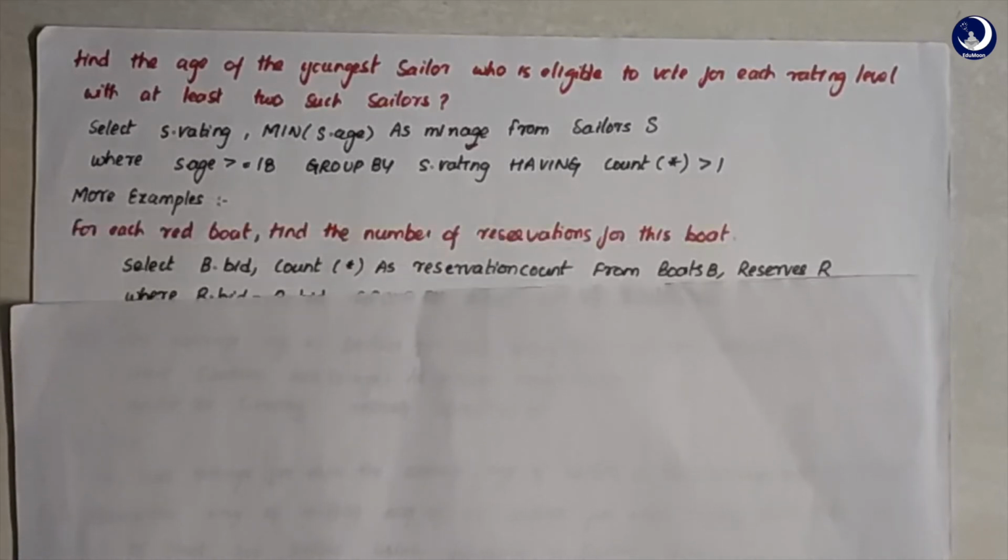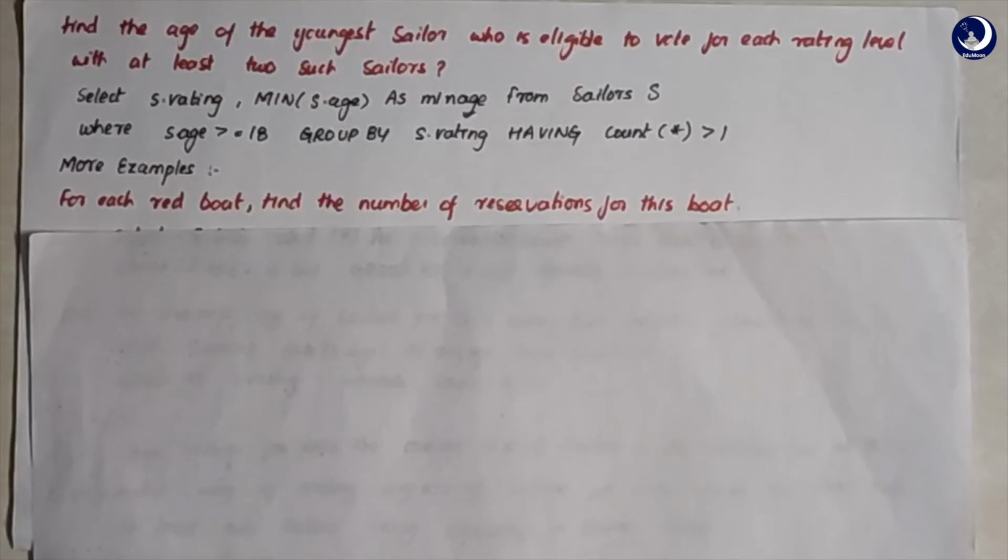So let's look at a few more examples. We have the question: for each red boat, find the number of reservations for this boat. That means we want the number of reservations for each red boat. So first we will obtain the cross product of the reserves table and the boats table, because we want the reservations and we also want the color, so we have to combine both of them.